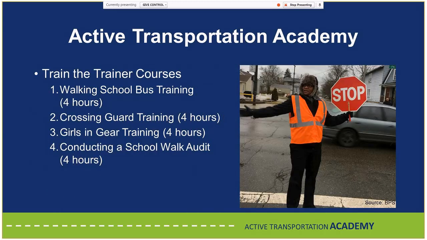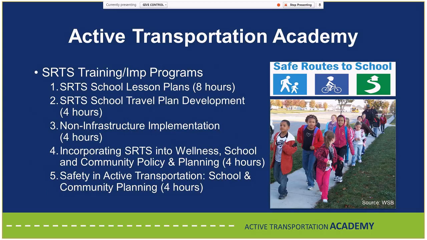And then some Train the Trainer courses include walking school bus training, crossing guard training, girls in gear training, and conducting a school walk audit. And then we also have some specific Safe Routes to School training and implementation program courses, including Safe Routes to School lesson plans, travel development plans, and non-infrastructure implementation, in addition to incorporating wellness, school and community policy and planning, and safety and active transportation, school and community planning.